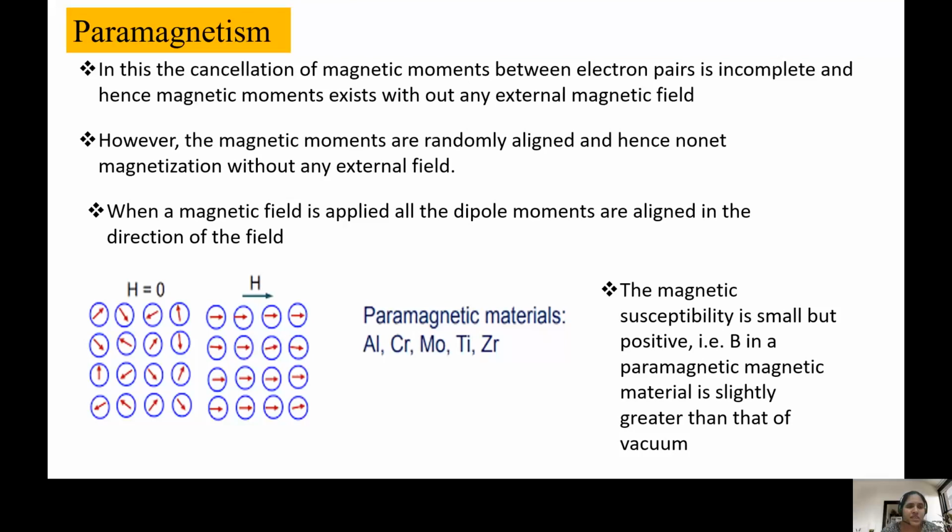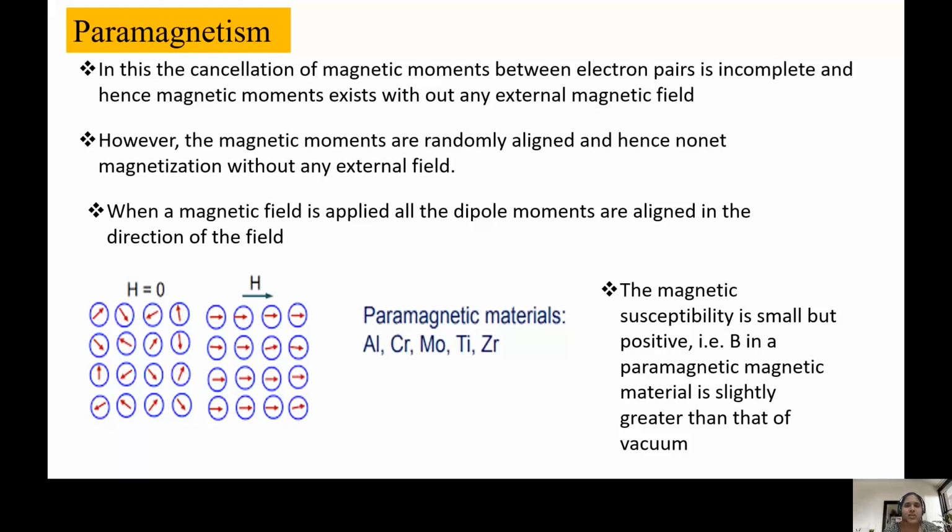And the next one is paramagnetism. As I already discussed in the previous slide, the main reason for diamagnetism is the change in the orbital motion of the electrons by the application of the externally applied field. So the next one is paramagnetism.